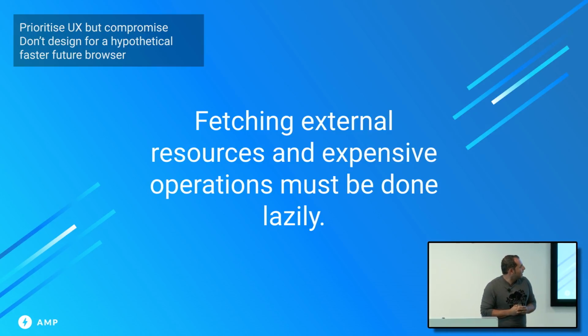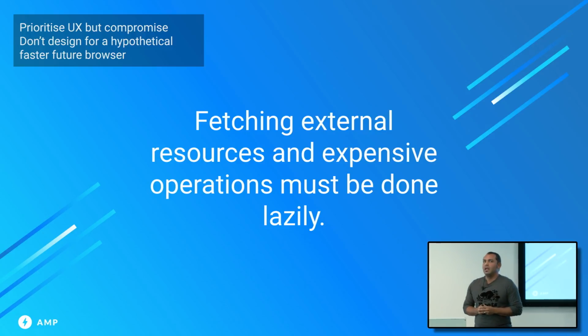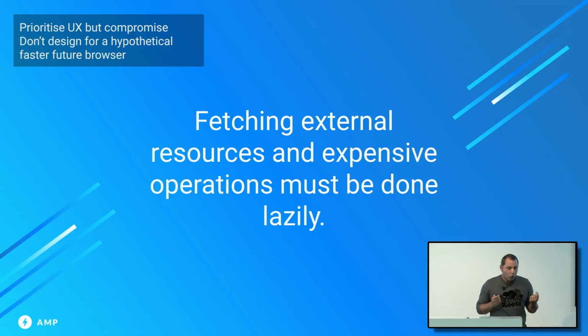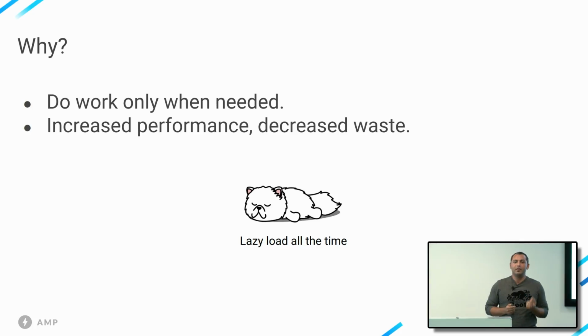All right, the third one, and this is fairly important as well, is fetching external resources. Doing expensive operations must be done lazily. Now, this is one of the core parts of AMP runtime, which is resource managing. And you will hear more about this tomorrow. There is a talk that deep dives into how the resource manager in AMP works. But essentially, we want to do work only when it's needed. And you can see the benefits of that.